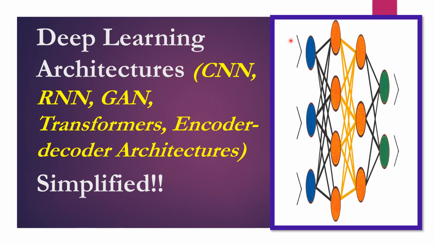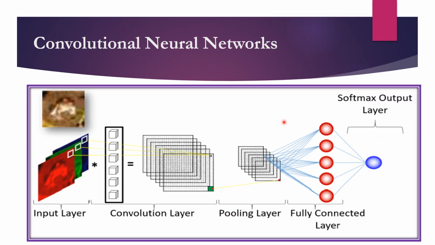Deep learning architecture simplified. So here we will deal with CNN, RNN, GAN, transformers and encoder-decoder architectures. So let's get started. First is the convolutional neural network.